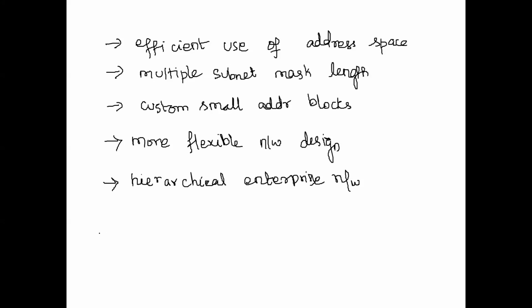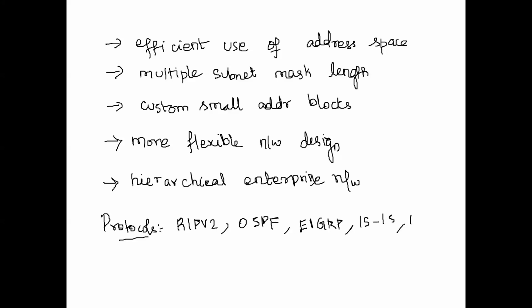Now, when we talk about the protocols, many protocols support VLSM, like RIP version 2. It supports VLSM. And then OSPF. These are all routing protocols used in the network. Then protocols like EIGRP, IS-IS, and BGP. All these protocols support the VLSM method.